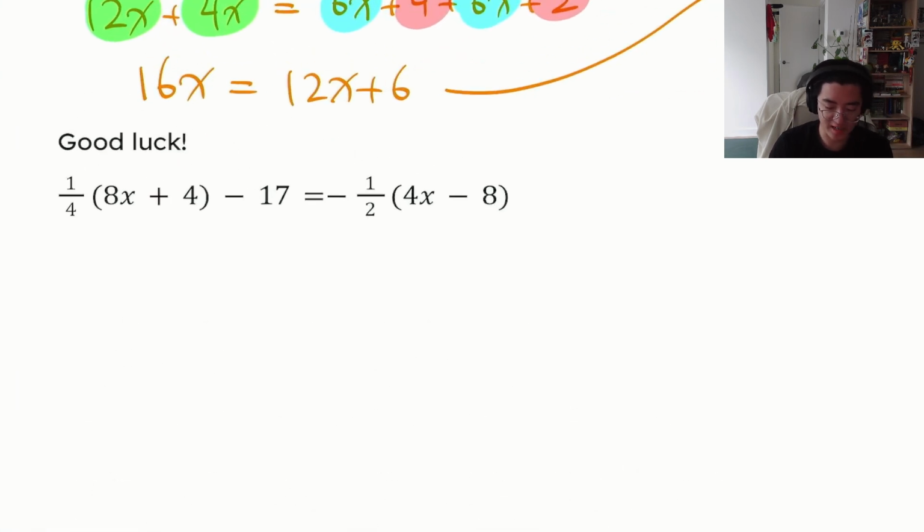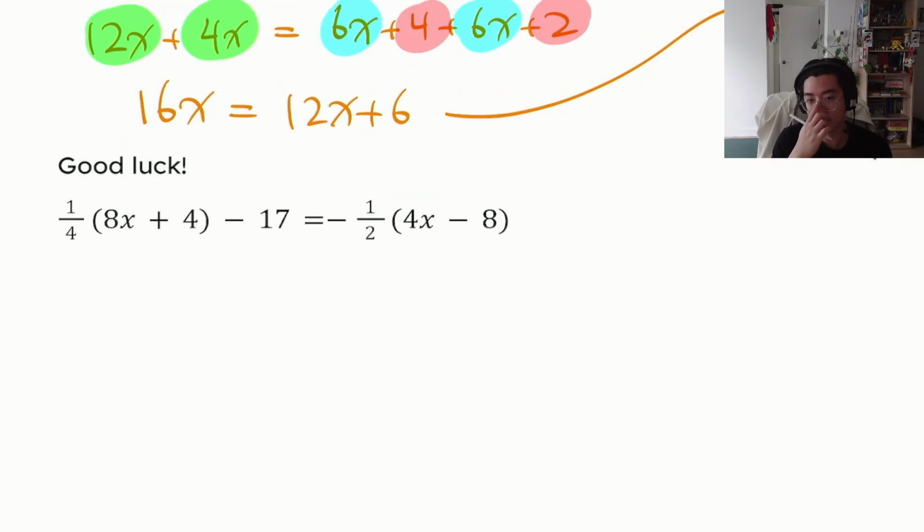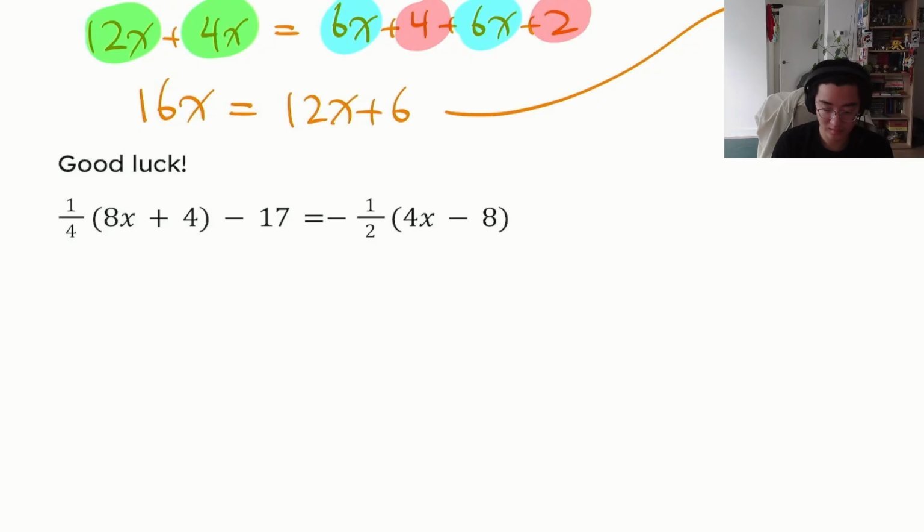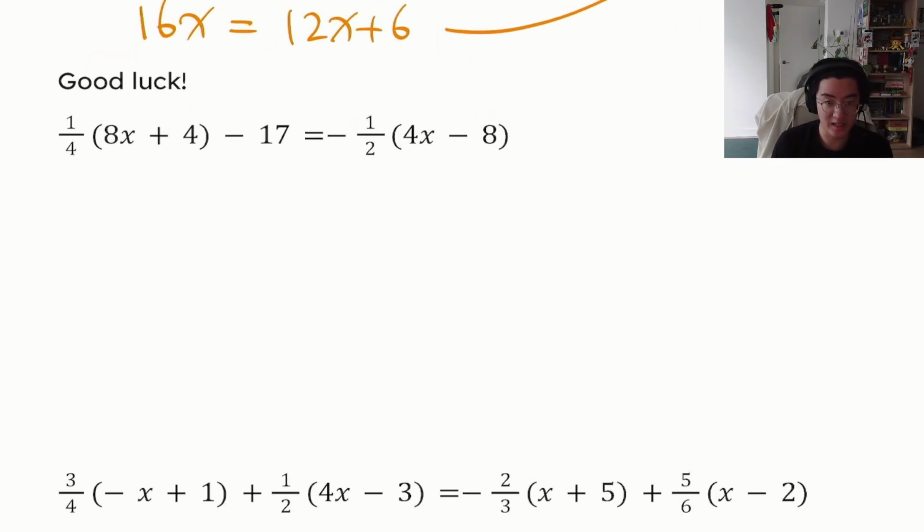Let's try it. First step, get rid of fractions or brackets. But generally, we can get rid of fractions first. That's probably easier. But I will do both ways anyways. So let's just try the expanding way first. Expand everything out.